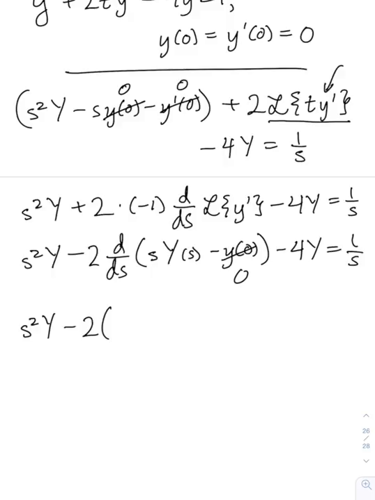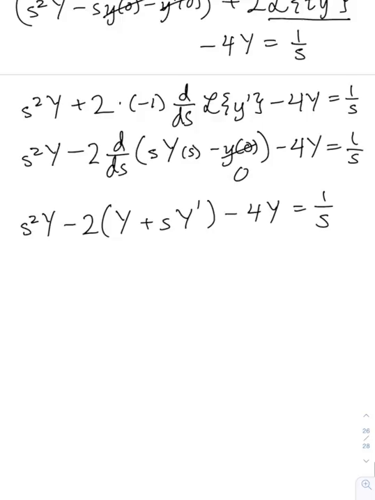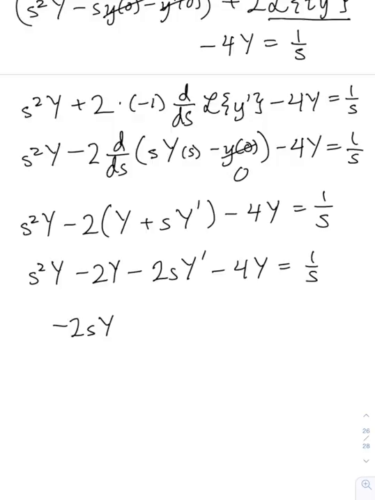All right, now I've got a product. S times capital Y of s. I need the product rule here. So 1 times Y plus s times capital Y prime. So I have s squared capital Y minus 2Y minus 2s Y prime minus 4Y equals 1 over s. So minus 2s Y prime plus s squared minus 6 times Y equals 1 over s.